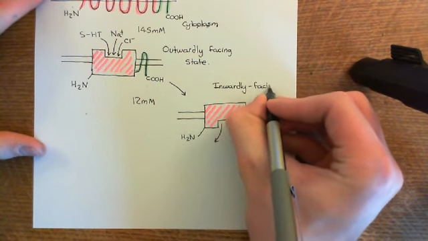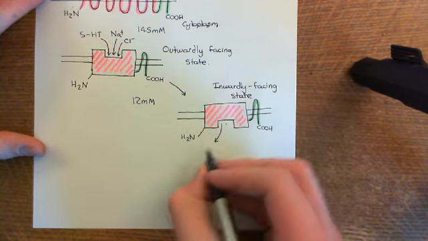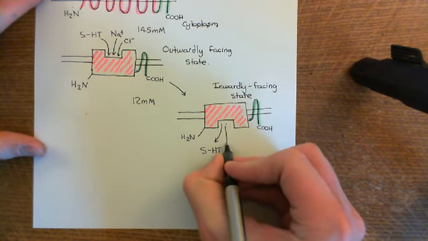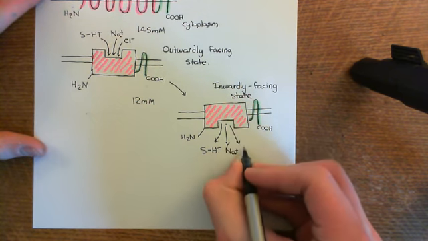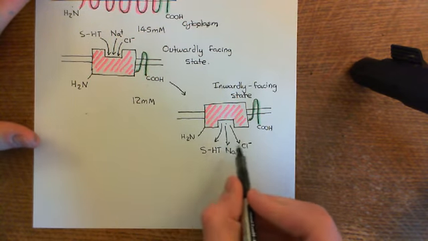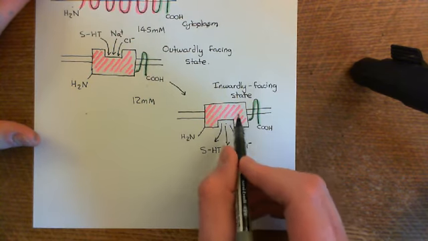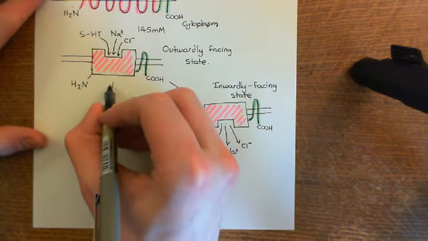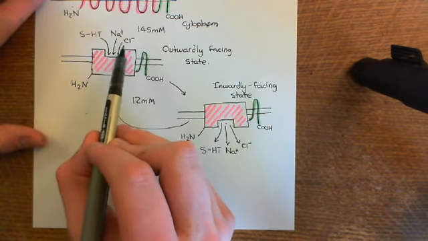Once we're in this inwardly facing state, when the binding pocket is facing the cytoplasm, the binding pocket loses its affinity for those three molecules that are bound. So it loses its affinity for 5-hydroxytryptamine, for the sodium ion, and for the chloride anion. All of them will be released onto the inside, and once they have been released, the transporter will change back in conformation, and then it will have a high affinity again for the 5-hydroxytryptamine, the sodium and the chloride.